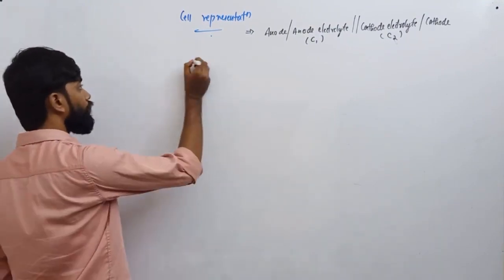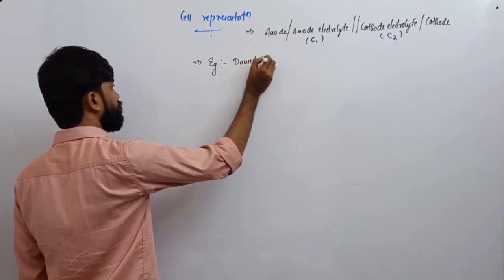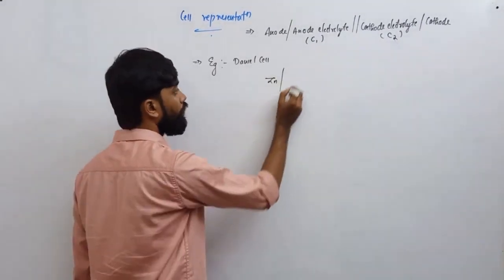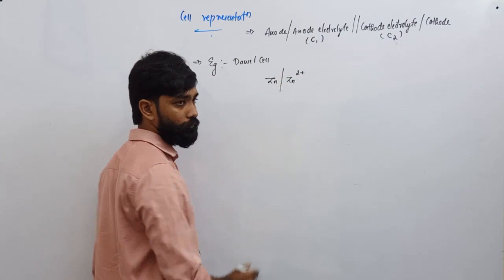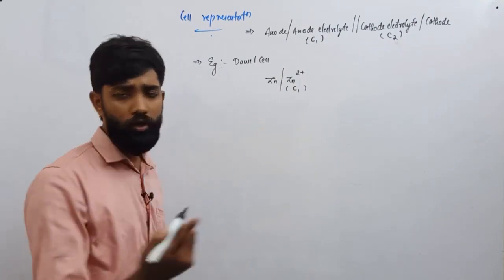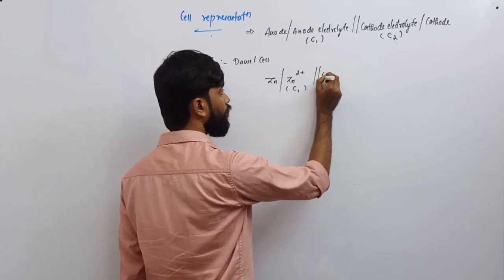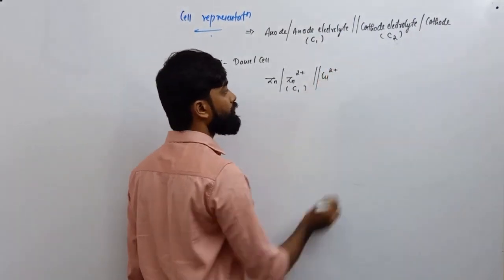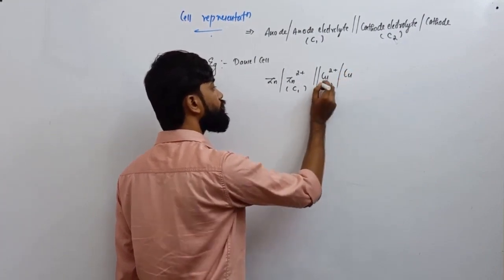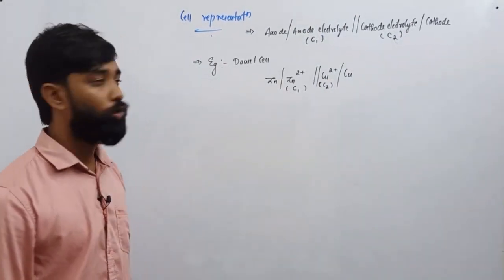For example, I have the Daniel cell. How can I represent the Daniel cell? We know that the anode in the Daniel cell is zinc, so the electrolyte is Zn2+ ion. If the Daniel cell is in standard condition, the concentration will be 1 molar. If it is not in standard condition, then the concentration will be C1 molar. Followed by the cathode electrolyte, that is Cu2+, then the cathode, that is Cu. The concentration of Cu2+ is C2. So this is the cell representation of the Daniel cell.